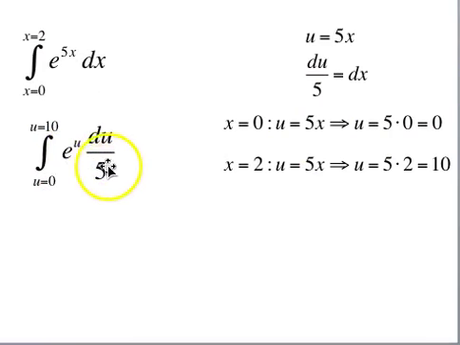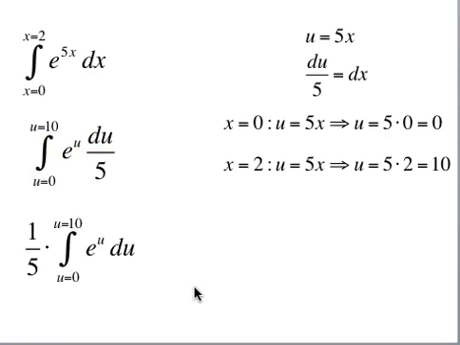Well, du over 5 is essentially 1/5, so we can pull a 1/5 in front of this integral. So we'll get 1/5 integral as u goes from 0 to 10 of e to the u du. You need to remember that the derivative of e to the x is e to the x, so the integral of e to the x is e to the x. Integral of e to the u with respect to u is e to the u. Antiderivative of e to the u evaluated from 0 to 10 multiplied by 1/5 using our fundamental theorem of calculus.